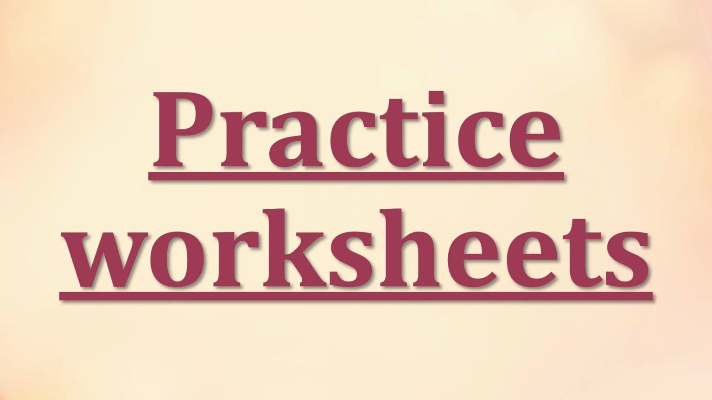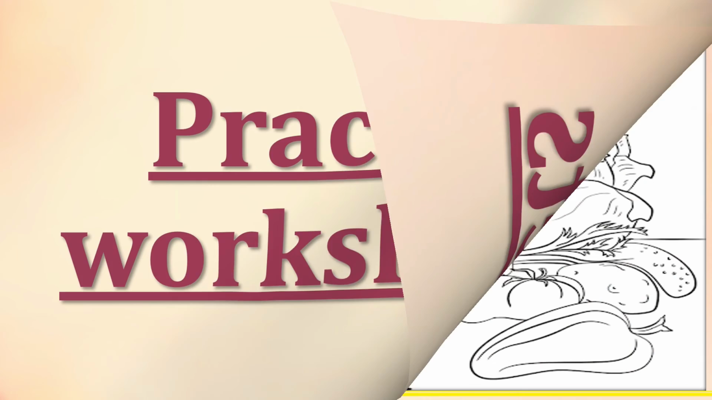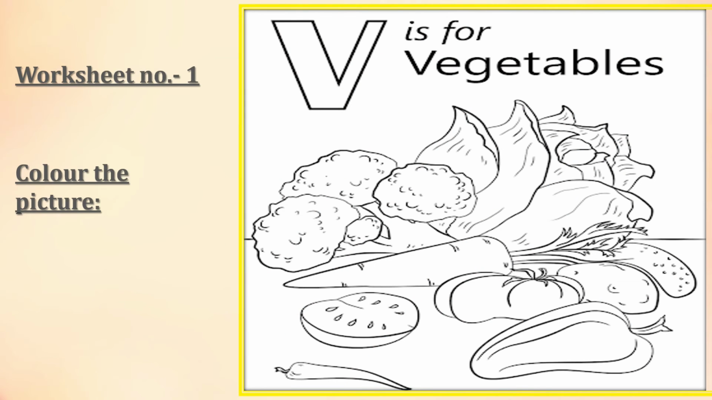Now it is time to practice some worksheets related to letter V. So let's see the worksheets. Worksheet number one, our first worksheet is the coloring worksheet. You have to color the picture in which it is written V is for vegetables. So you can see different vegetables in the picture. You have to color the pictures of vegetables. So this is your coloring worksheet.